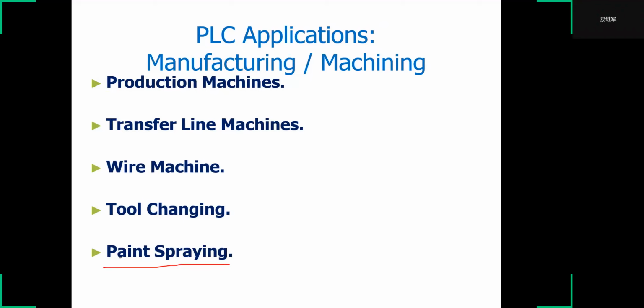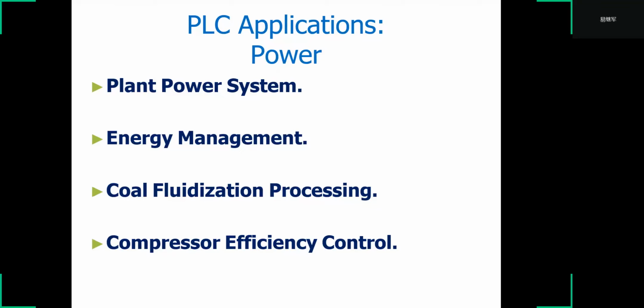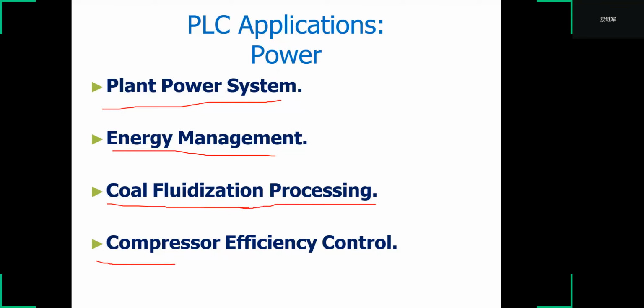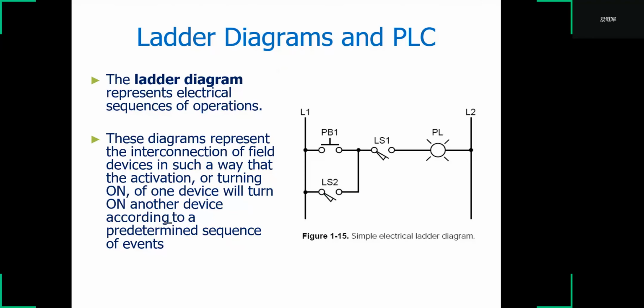PLCs applications in power: plant power systems, energy management, core fluidization processing, compressor efficient control. In a word, the PLC can be used in many industrial environments.